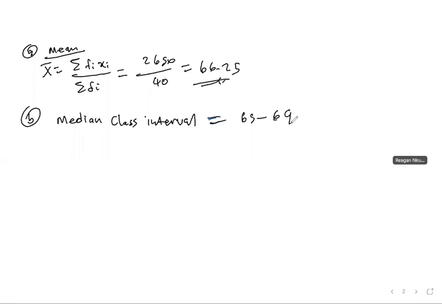Now that you have found the median class, let us find the median itself. So the median will be found by L plus, where N simply implies the summation of Fi, then over 2, minus the cumulative frequency, divided by Fm, then multiplied by H.